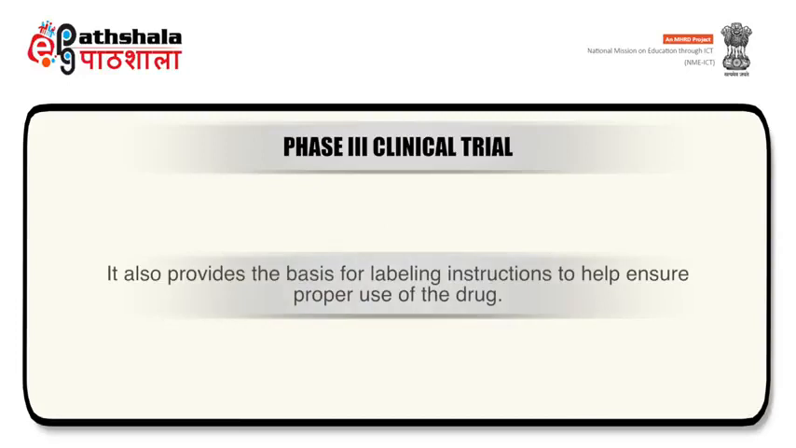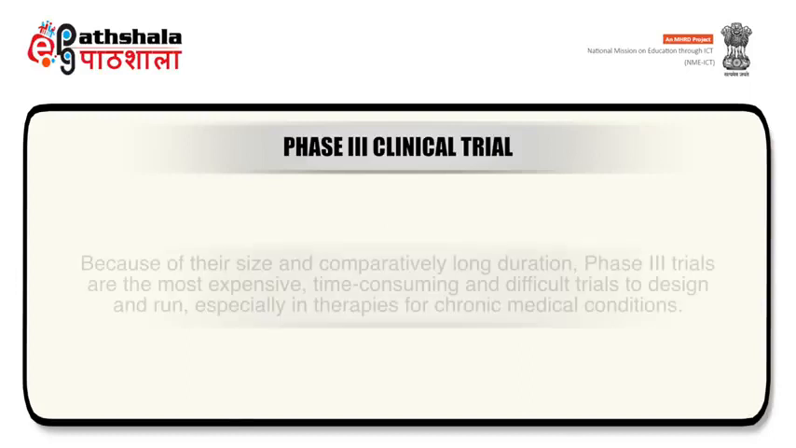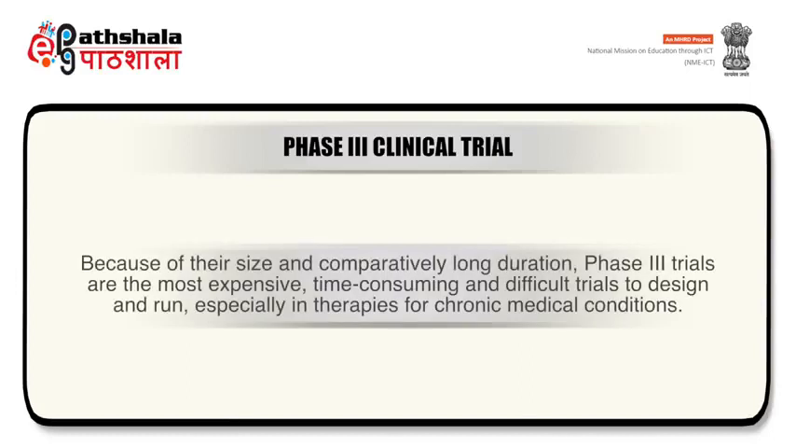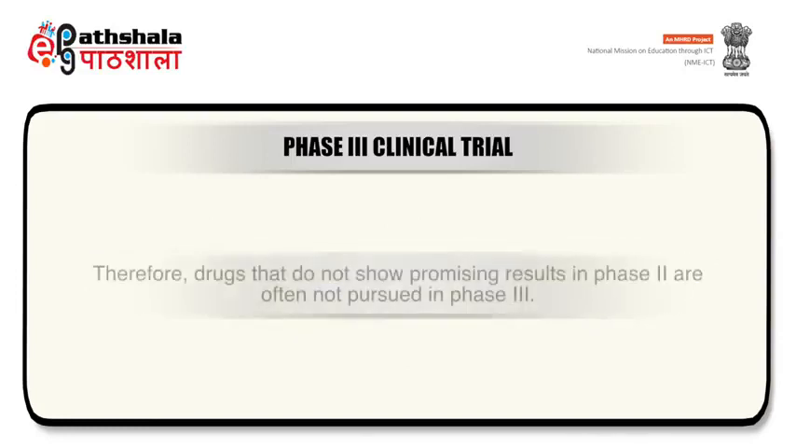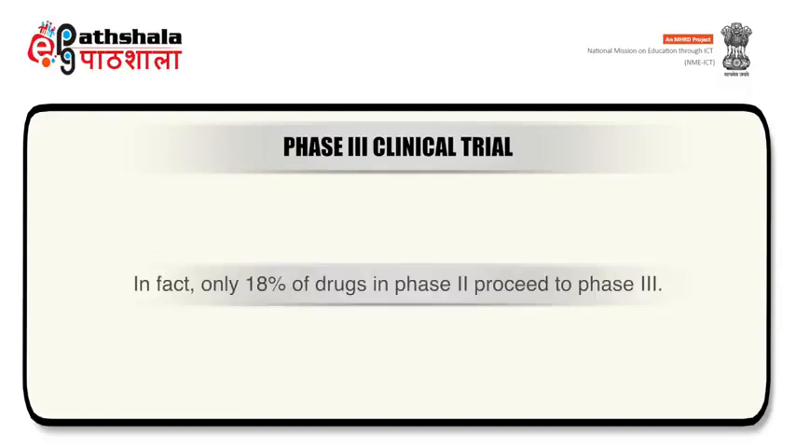It also provides the basis for labeling instructions to help ensure proper use of the drug. Because of their size and comparatively long duration, phase 3 trials are the most expensive, time-consuming, and difficult trials to design and run, especially in therapies for chronic medical conditions. Therefore, drugs that do not show promising results in phase 2 are often not pursued in phase 3 trials. In fact, only 18% of drugs in phase 2 proceed to phase 3 stage.